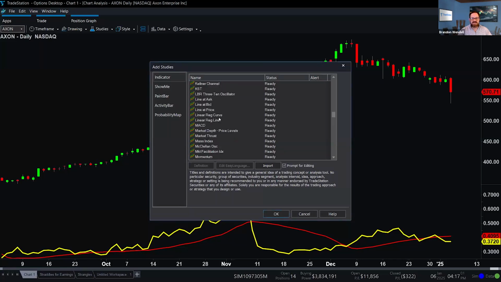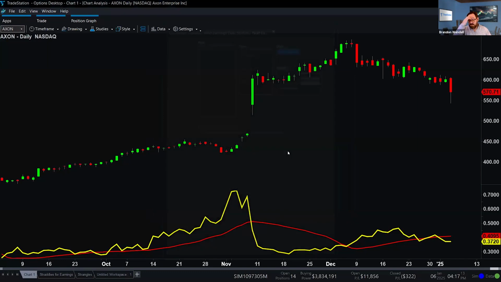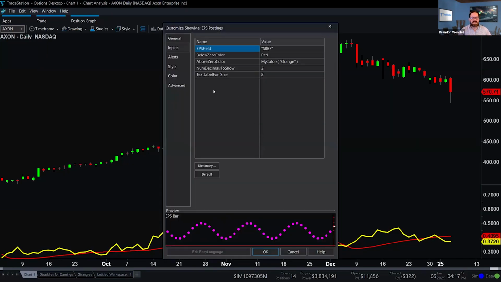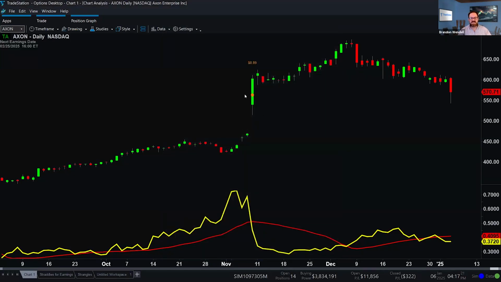And well, I don't need the next earnings date necessarily. I want to show the earnings dates that had already happened. Oops, and it's under show me, I believe. EPS postings. There we go. So this is just for looking back, obviously. Going forward, I would use the indicator next earning date. But to look back, just for our purposes, you can see I already kind of knew where the earnings were anyway because of the gap.